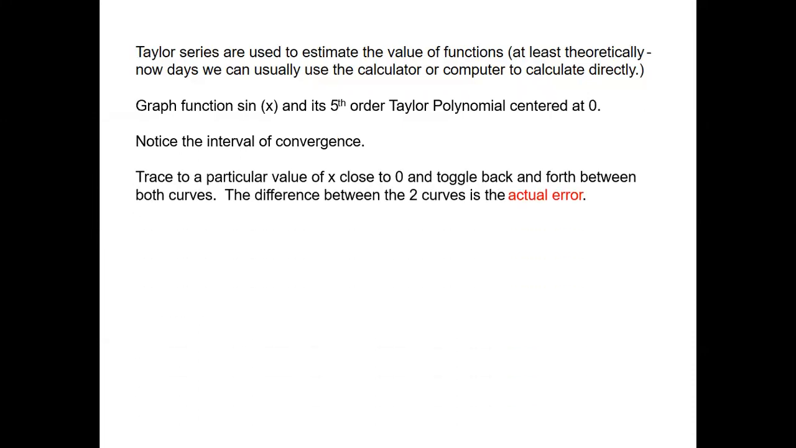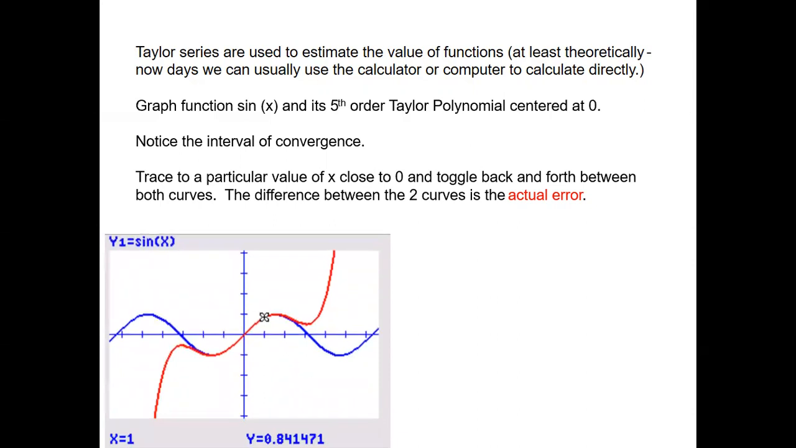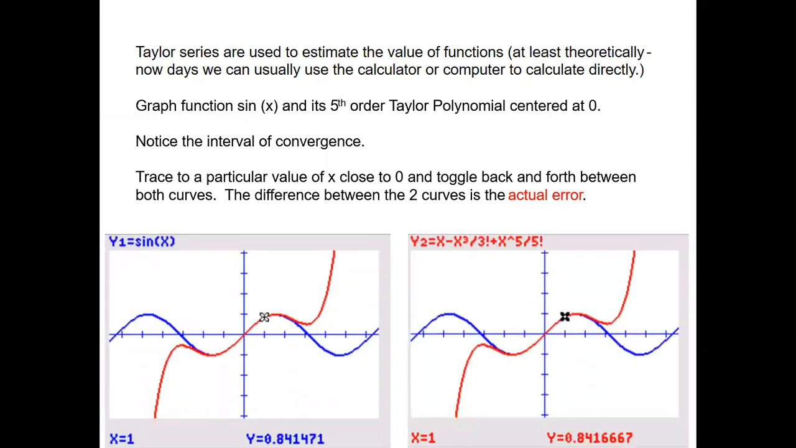And what I want you to do is trace to a particular value of x close to 0 and go back and forth between both of the curves. Well, the difference between those two curves is the actual error. So on the left, I have a picture of the sine function in blue, and the polynomial in red. You can see that.